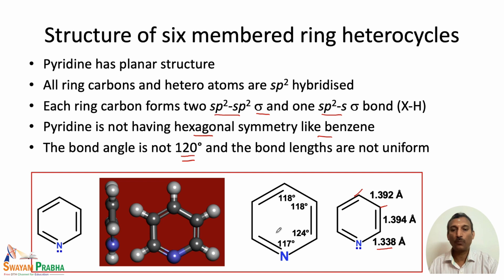In the case of pyridine, the bond angles are quite different. So, this particular bond angle is around 118 only. Similarly, this bond angle is 118, whereas this carbon and the heteroatom, this bond angle is 124, which is higher than the 120 normally seen in the case of benzene, and this particular bond angle is only 117. So, that means we also have a non-uniform bond angle in the case of pyridine. So, these are all the differences between pyridine and benzene.